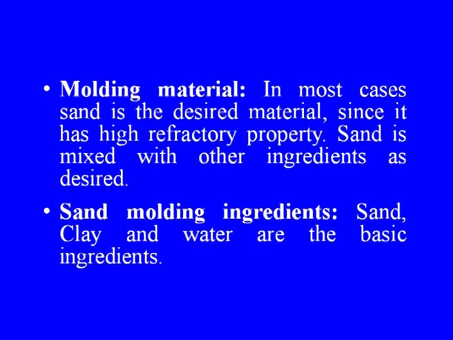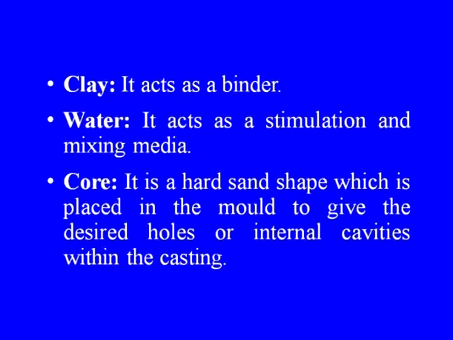Then molding material. In most cases, sand is the desired molding material, since it has high refractory property as well as being cheap. Sand is mixed with other ingredients as desired, like to make it more flowable, or in some cases to make it more binding, binders are used, and so on. Then sand molding ingredients. These are sand, clay and water. In some cases some other materials as binder are also used, like clay content, etc., to give the binding properties.